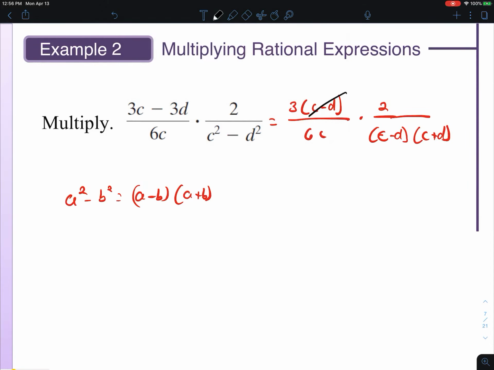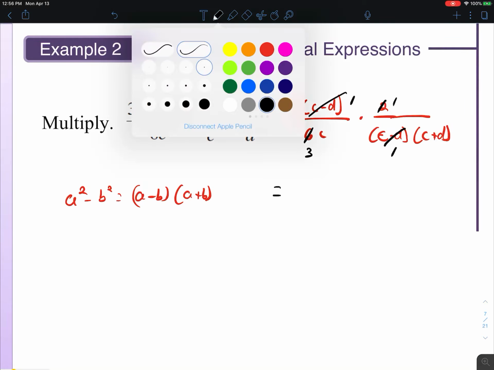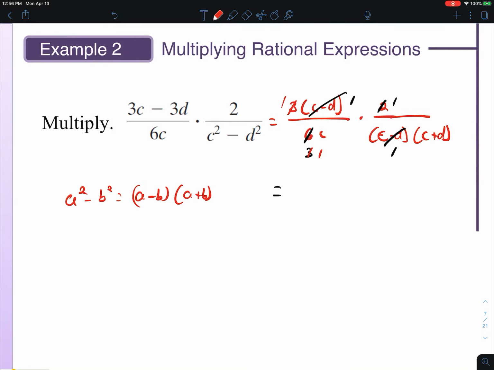So I can cancel out a c minus d. I got to put the 1 there. 2 goes into 2 one time and it goes into 6 3 times. So when I multiply across, I have 3 times 1, which is 3, and then in my denominator, I have a c and a 3. So I can actually cancel out a 3 also, so that goes into 1 one time there. And so my numerator is just 1, and then my denominator is going to be c times c plus d.